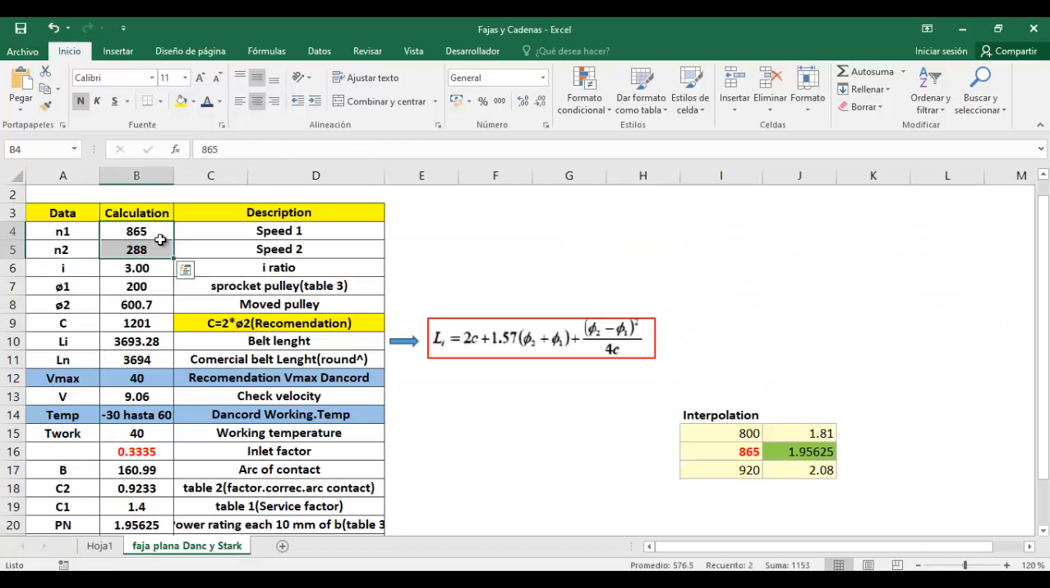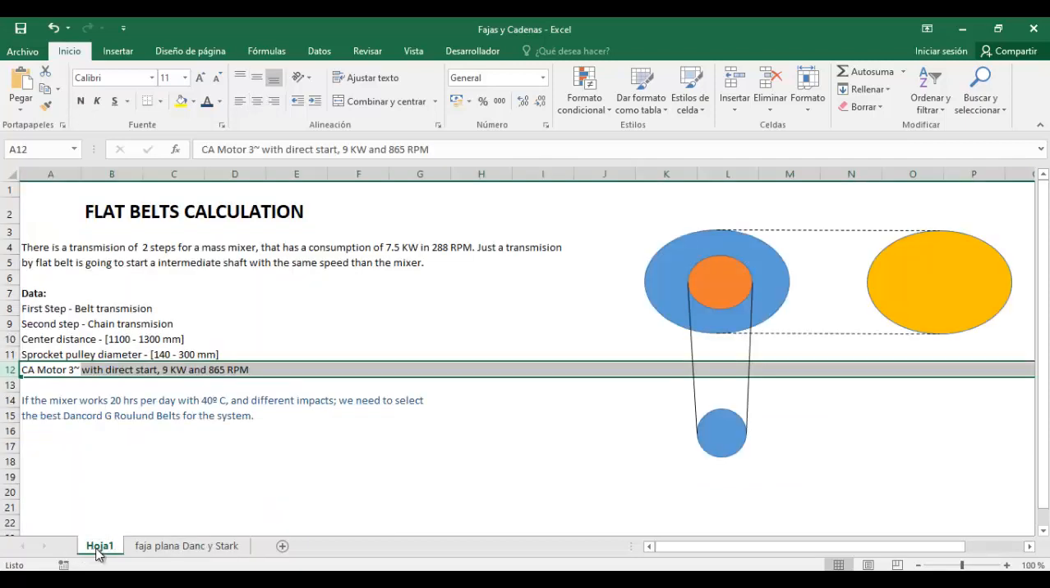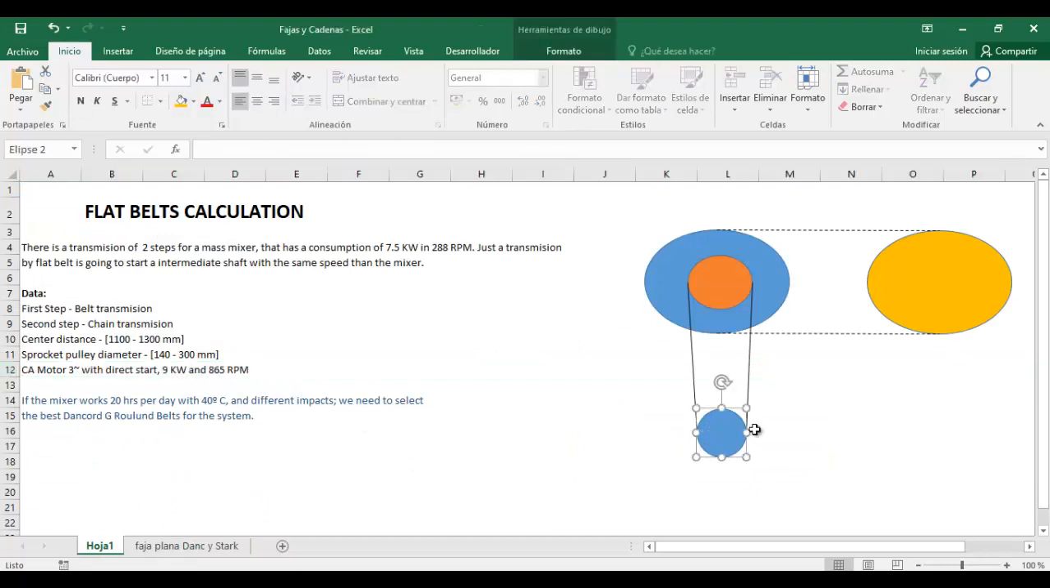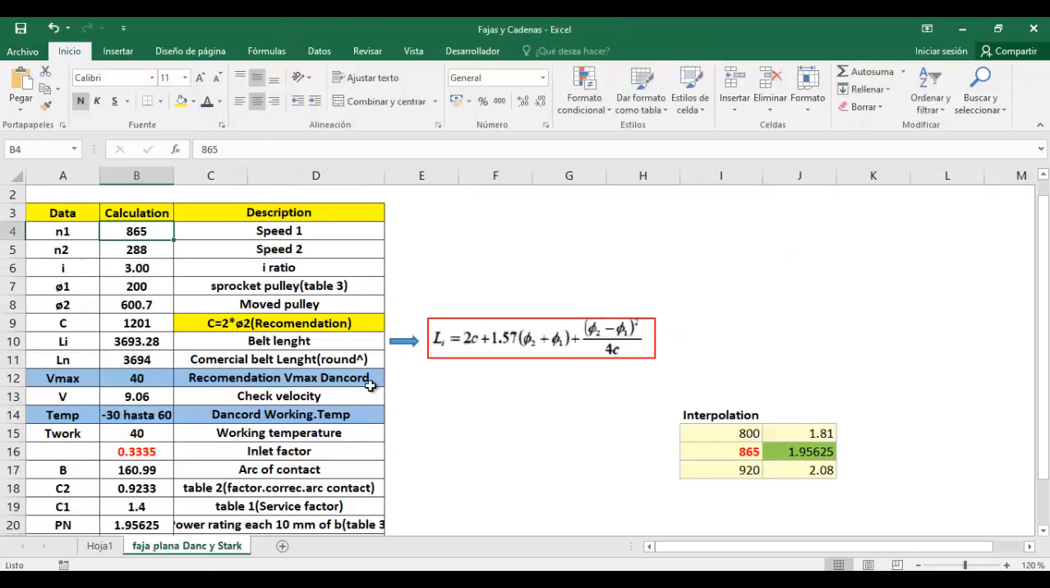This is the speed, 865. That means here we have the motor, the first step of all this movement of the transmission. Then we have a ratio, then a reduction of the speed, and then here we have the mixer. As you can see, we have a ratio of 3, that means 3 times the speed. And then we have a sprocket pulley.